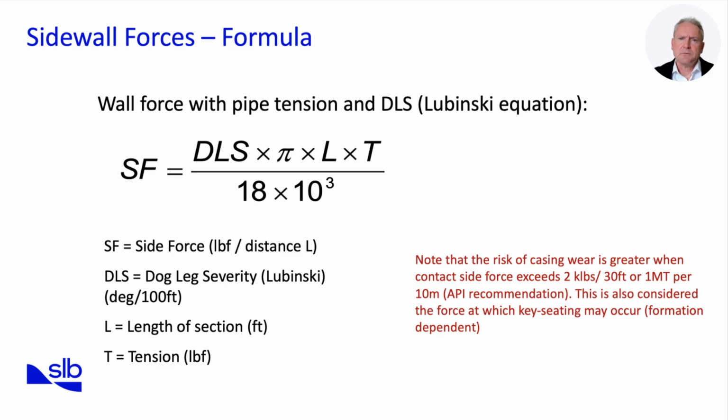Finally, it's important to remember that casing wear becomes a real risk when these side forces exceed about 2,000 pounds per 30 feet of pipe, or 1 metric ton per 10 meters. Beyond this level, we also risk key seating depending on the formation.